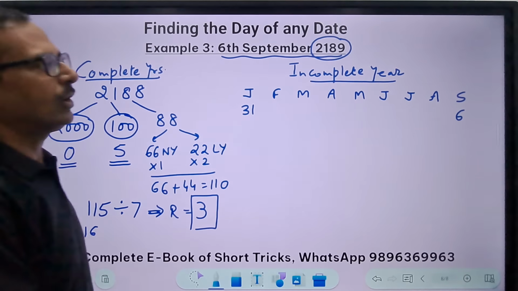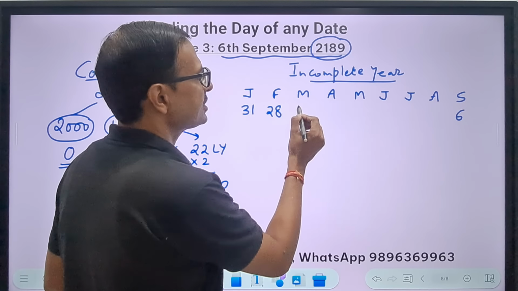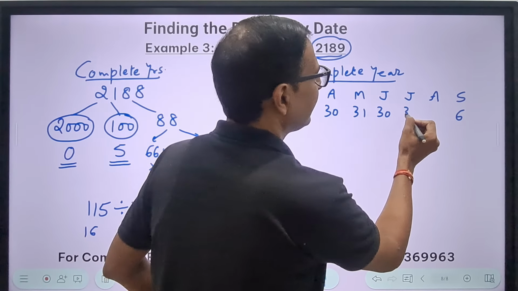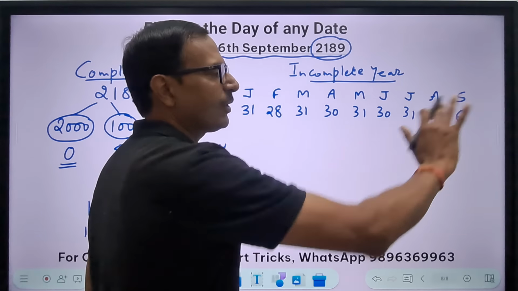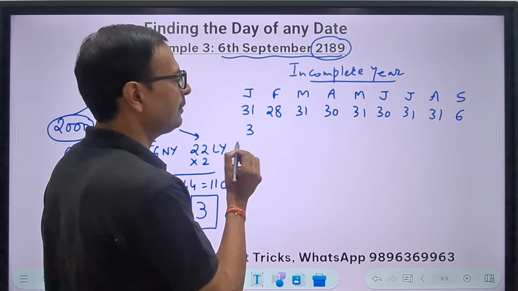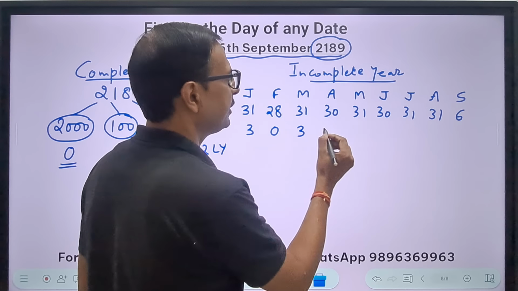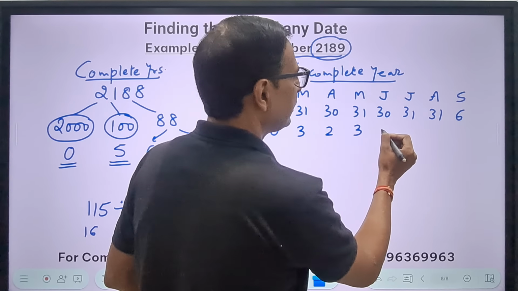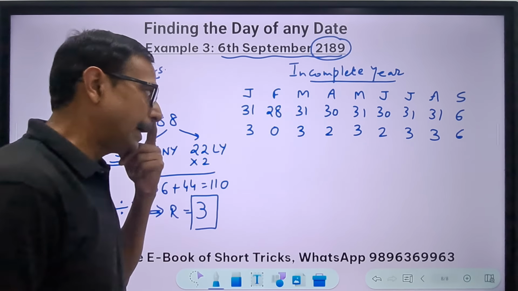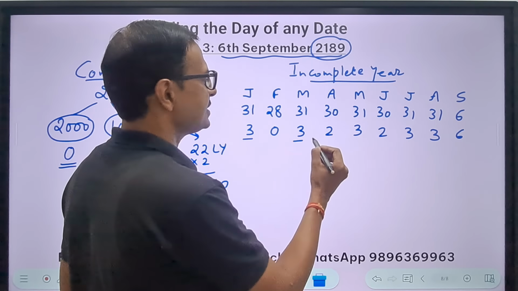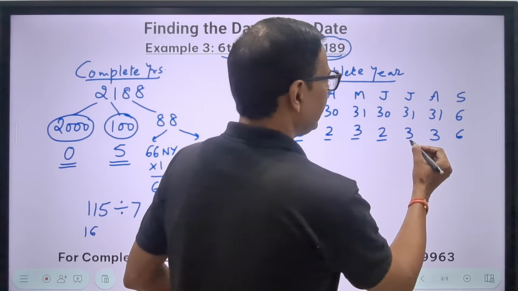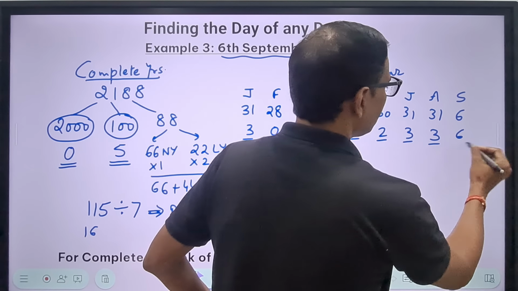And a normal year will always have 28 days in February. March 31, April 30, then 31, 30, then 31, 31. Right? So the number of days in each month, and divide each by 7. This will give me 3 remainder, 0 remainder, 3 remainder, 2 remainder, 3 remainder, 2 remainder, 3, 3 and 6. Right? Now add all of them. 3 plus 3 6, plus 2 8, 11, 13, 16, 19, 25.